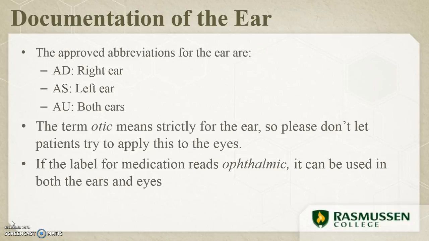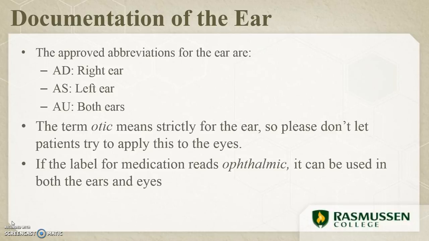So just like when we talked about the abbreviations for the eye, we also have the ones for the ear. They are AD, AS, and AU. AD is right ear, AS is left ear, and AU is both ears.